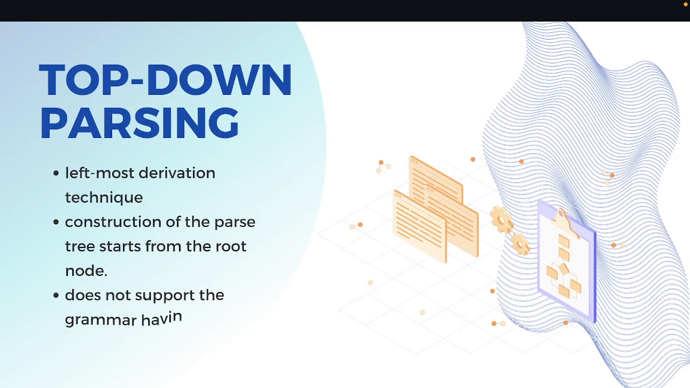Next we will see about top-down parsing and bottom-up parsing. First we will see about top-down parsing. What does top-down parsing mean? It is an approach which follows the leftmost derivation technique. The parse tree construction takes place from the root node. It starts from the root node and ends at the leaf nodes, which are generated at the end. So this is the process which takes place in top-down parsing.